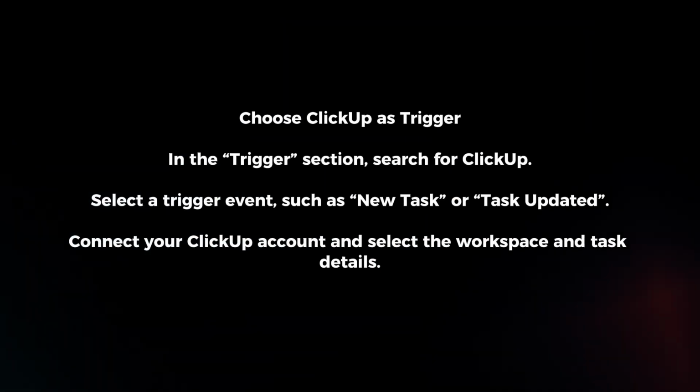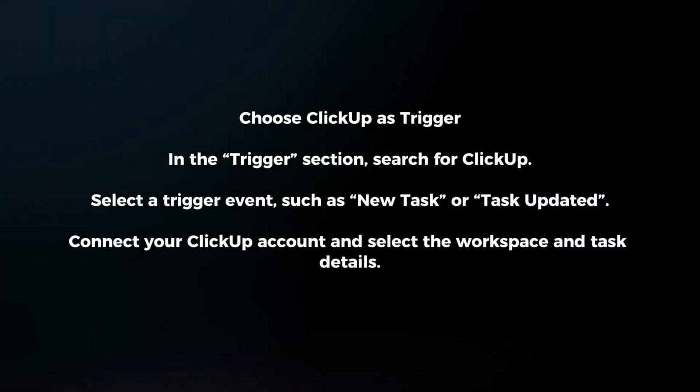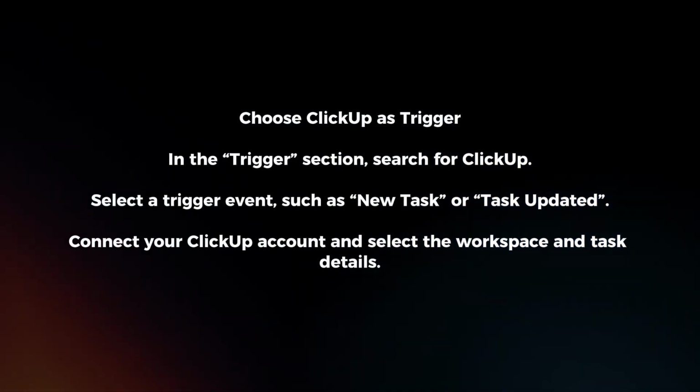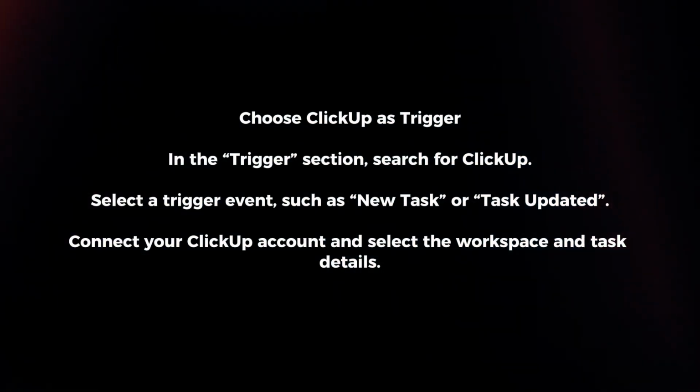Choose ClickUp as trigger. In the trigger section, search for ClickUp. Select a trigger event, such as new task or task updated. Connect your ClickUp account and select the workspace and task details.